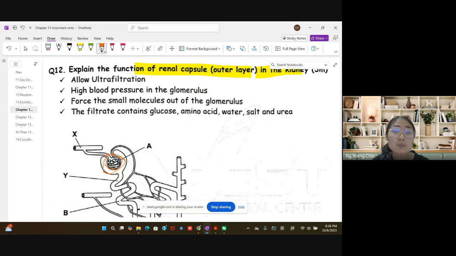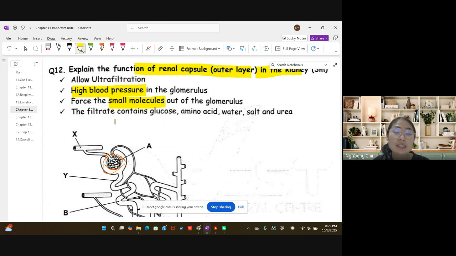This is because high blood pressure is generated in the glomerulus, because it just receives the blood from the afferent arteriole itself. So you need to mention this one, high blood pressure. These are keywords in the glomerulus. This high blood pressure will force the small molecules out of the glomerulus and into the space of the Bowman capsule.